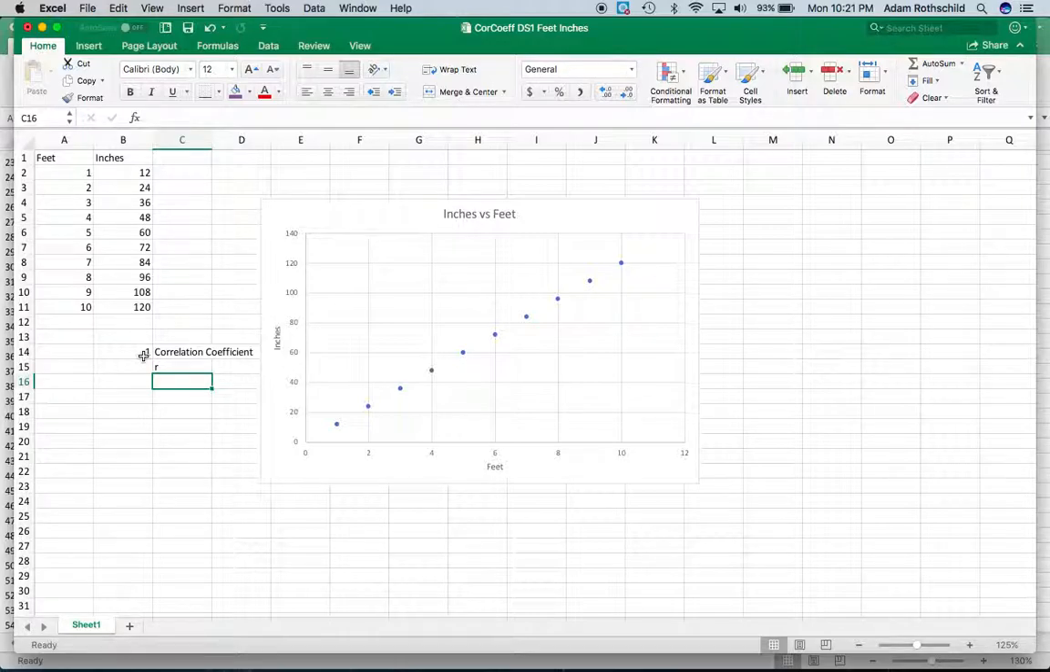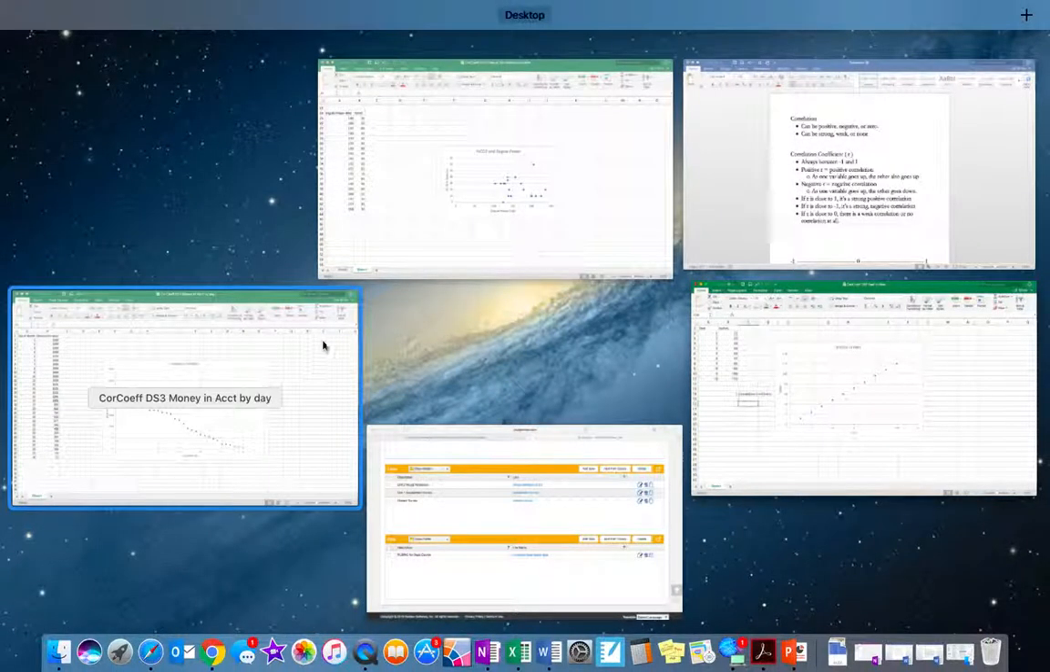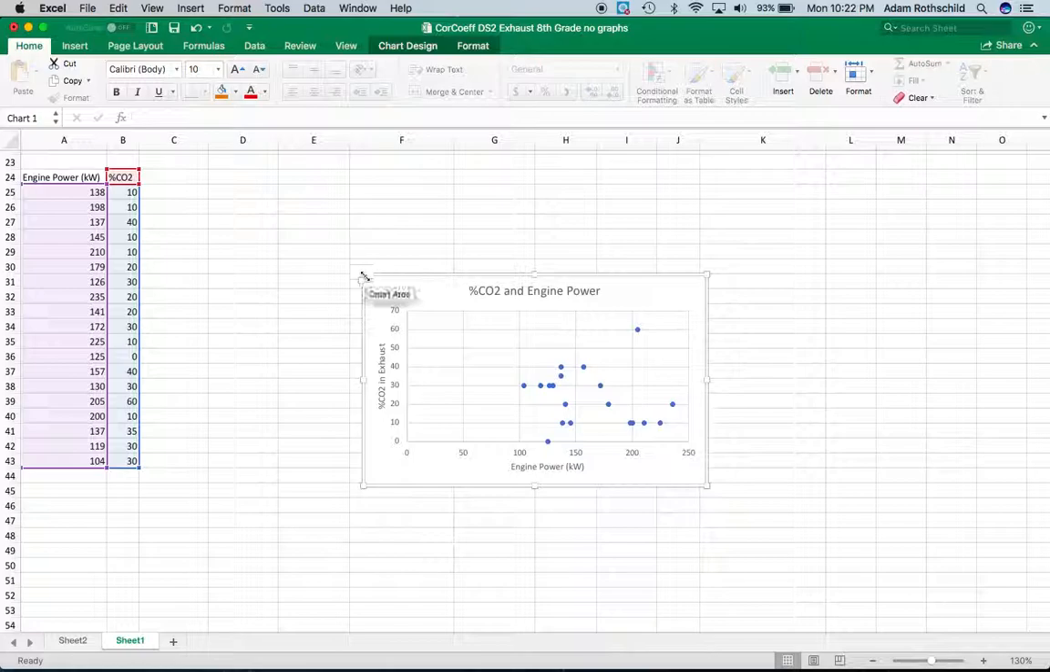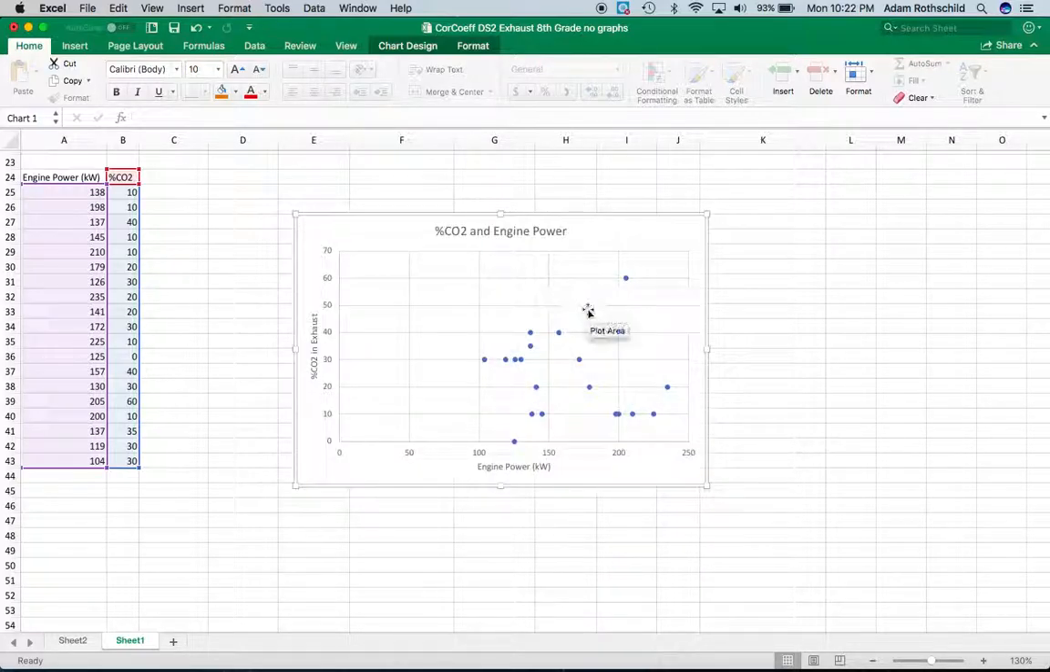Now I need to contrast this situation with other situations so you can learn a little bit more about the correlation coefficient. That correlation coefficient is designed to be a number that tells us how related feet and inches are, or whatever our two variables are. So let's look at another situation. Let's go back to yesterday's CO2 and engine power situation.